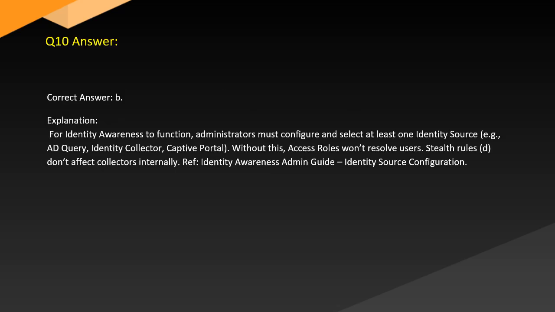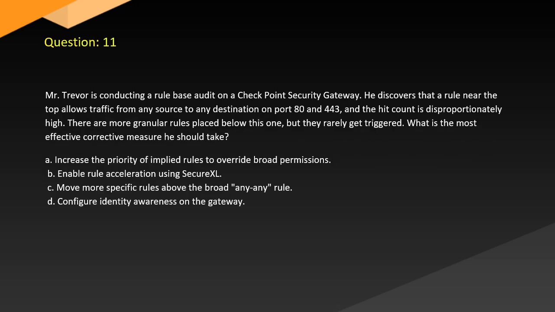Answer. Correct answer: B. Explanation: For Identity Awareness to function, administrators must configure and select at least one identity source, e.g. AD Query, Identity Collector, Captive Portal. Without this, access roles won't resolve users. Stealth rules, D, don't affect collectors internally. Ref: Identity Awareness admin guide, identity source configuration.